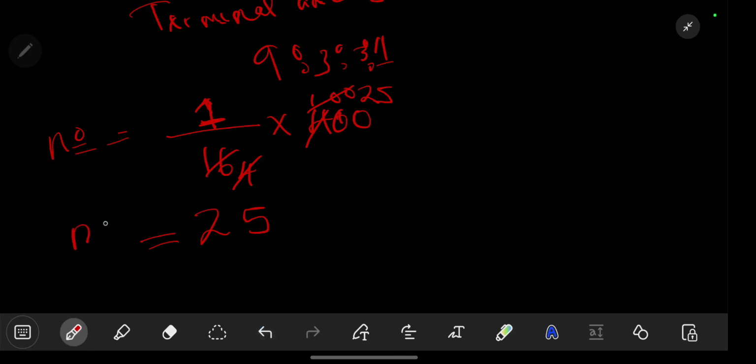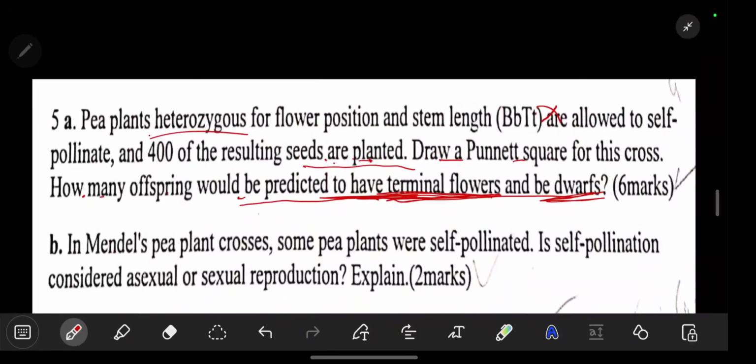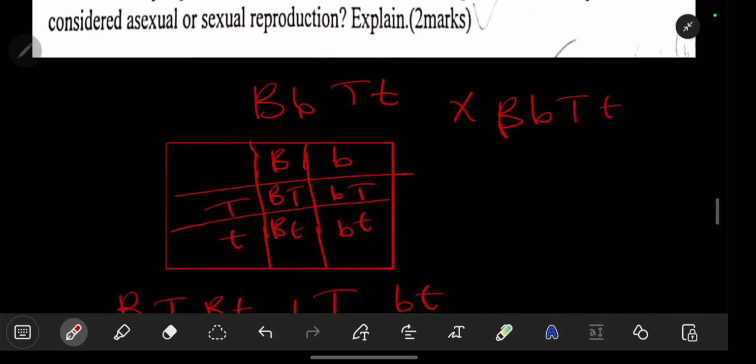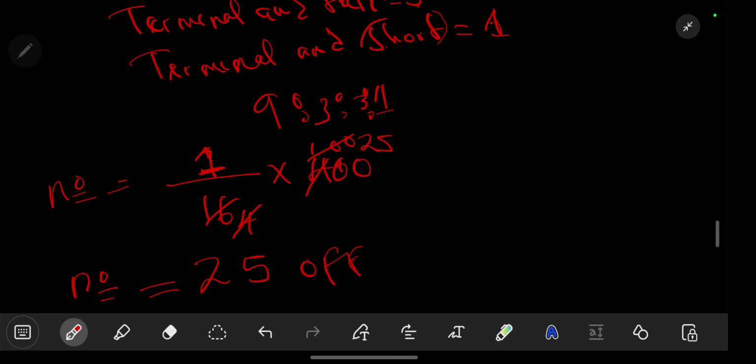So your number of possible, what was the question saying? Draw how many offsprings would be predicted. So we have 25 offsprings like that.